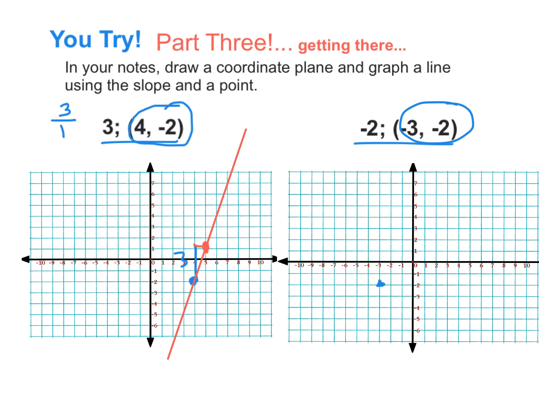All right, and same thing as before. My slope, we can put over 1, if it's not already a fraction. And that's telling us our rise is -2, so we need to go down -2. 1, 2, and then over 1. I use the dots as a guide, and there's my line.